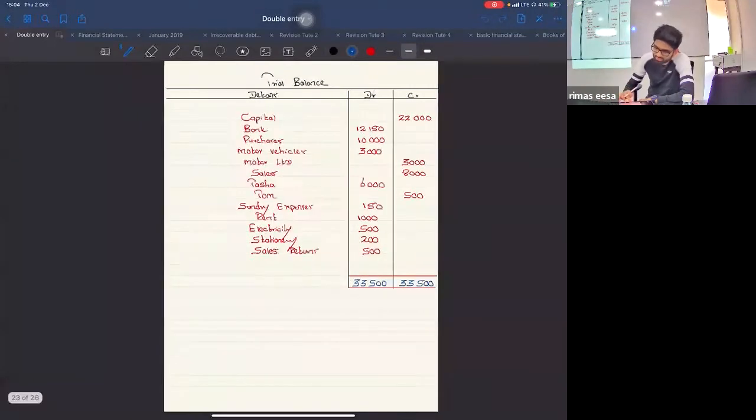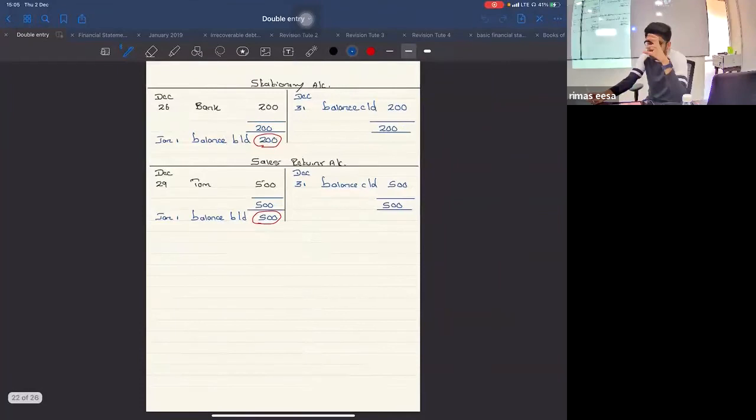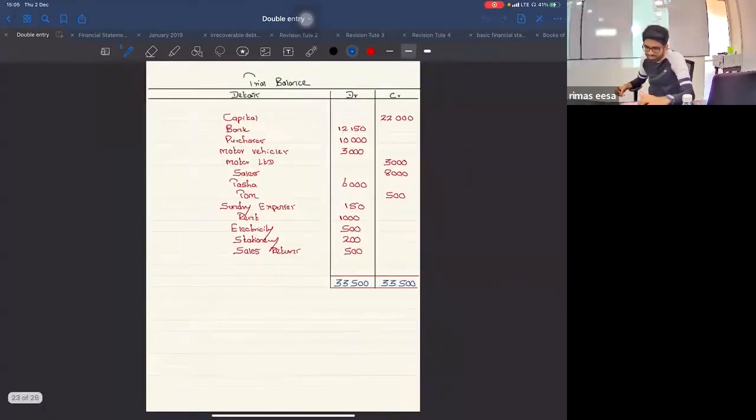But how you do a trial balance is, now can you see I have prepared so many T accounts here. Once you are done preparing a T account, from every single T account, you need to look at the final balance brought down figure. Can you look at the sales returns account? How much is the final brought down balance? 500, right? On which side have I given you the 500? Debit side. Then you go and enter sales returns. Can you see you have entered sales returns on the debit side 500?